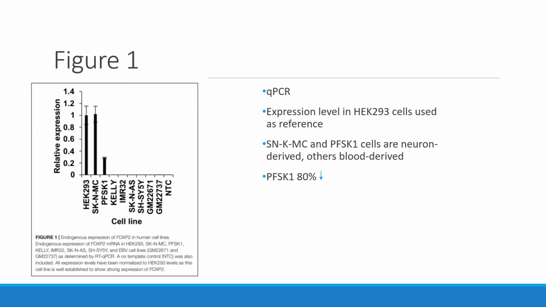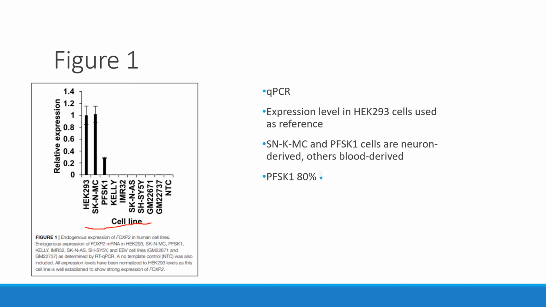So first, for this research study, we're going to take a look at figure 1, and this data was extracted through qPCR analysis. And here on the x-axis, you can see the cell lines that are being measured against the relative endogenous expression of the foxp2 gene in these human cell lines. And the expression level of the HEK293 cell line was used as a reference, and differing from the HEK293 cell line were the SKNMC and the PFSK1 cells, and those were neuron derived.